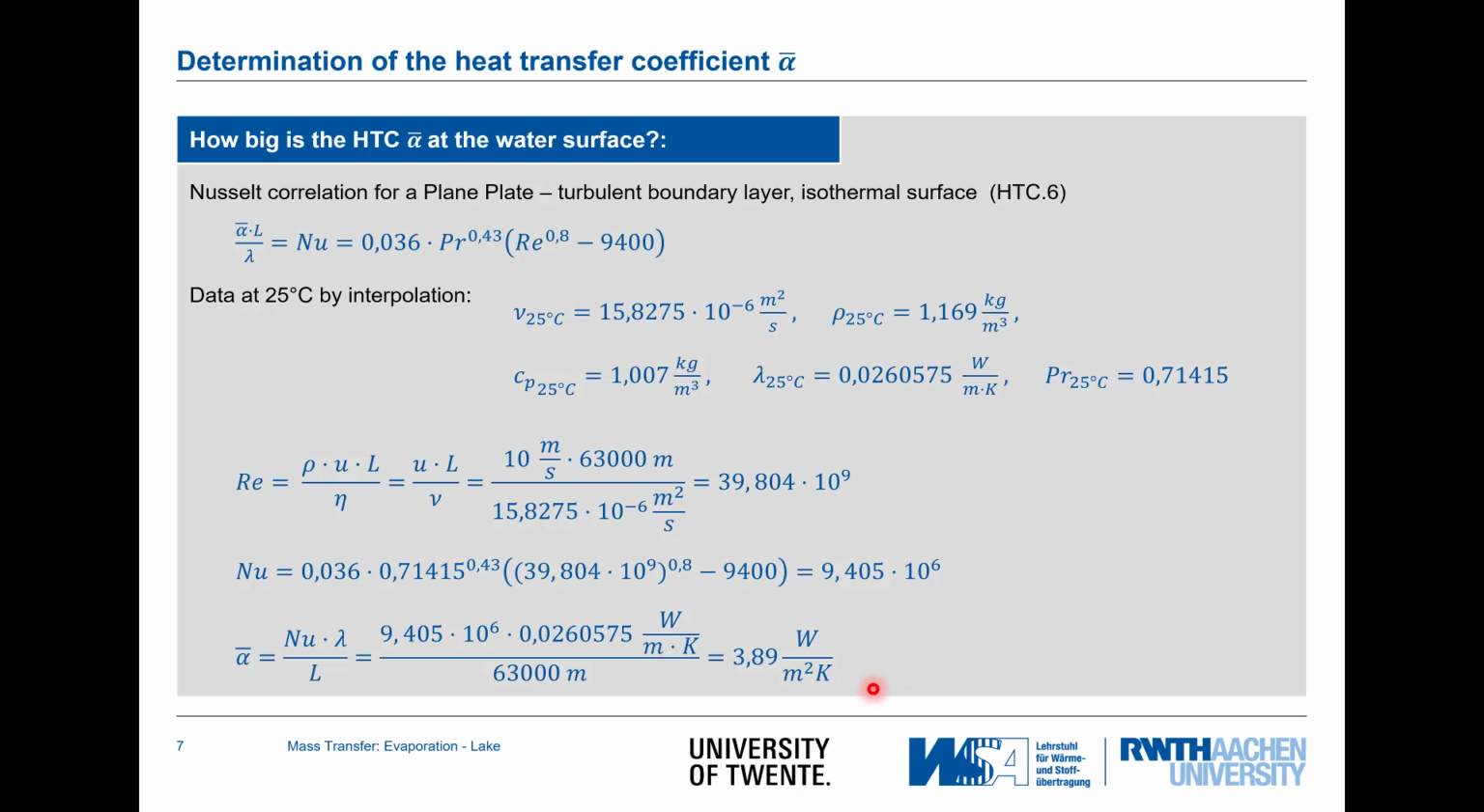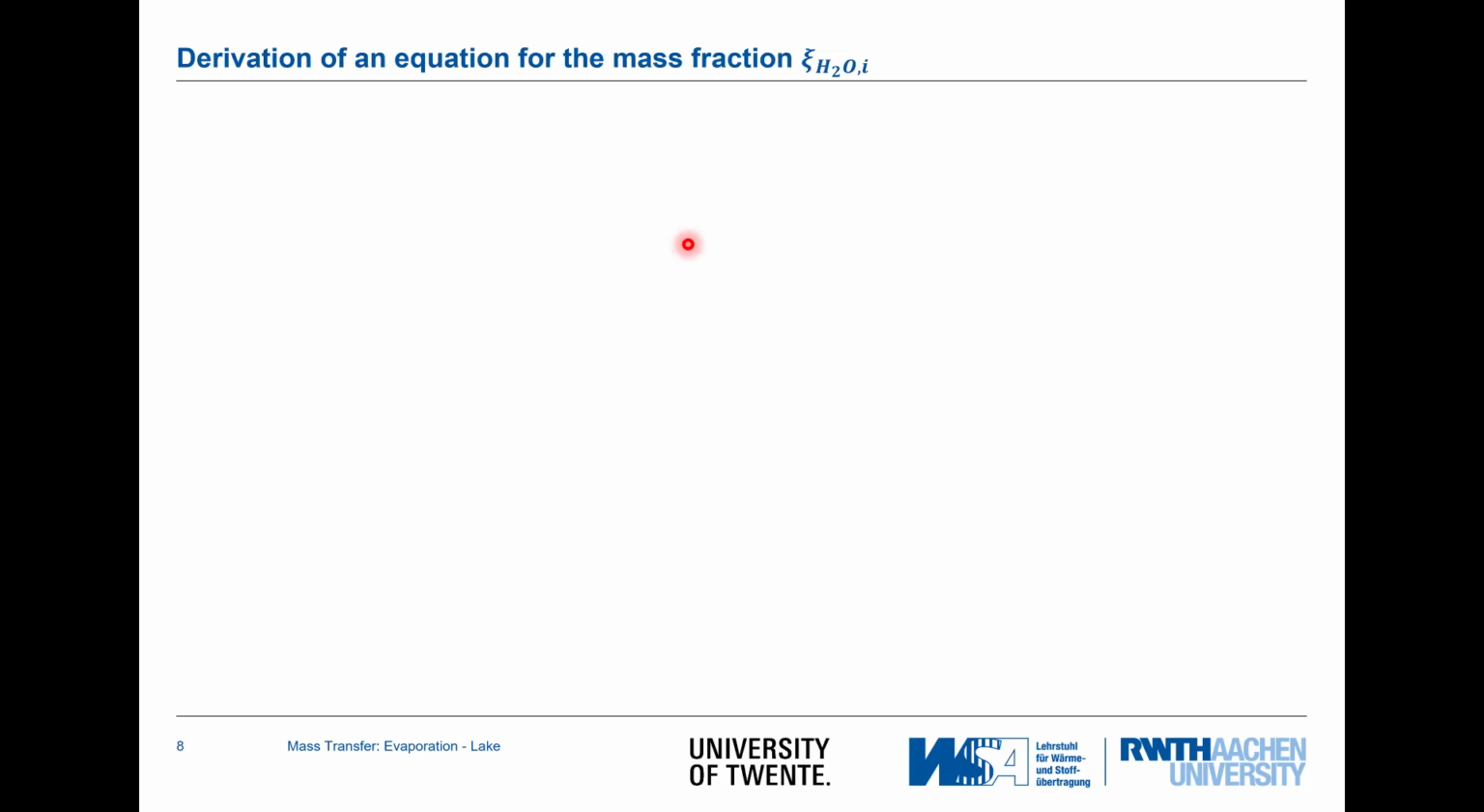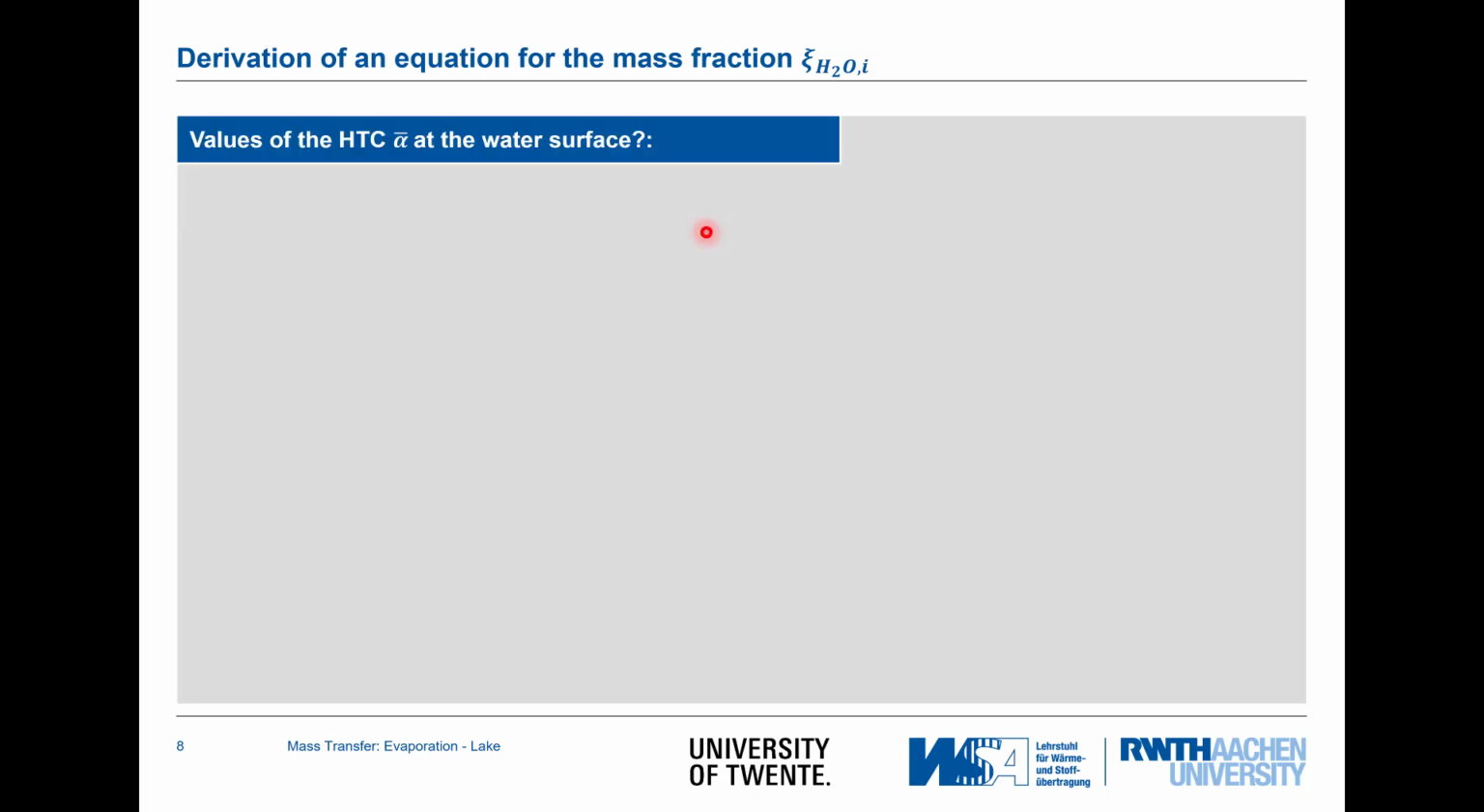In the past, I used to do this example without exact values. I just took 10 watts per square meter in Kelvin. So now let's have a look at what comes out if I take this value determined from the above correlation here. Let's determine then the mass fractions. So I need first to derive an equation which relates mass fractions to some problem parameters, and then I can determine the mass fractions at the points of interest.